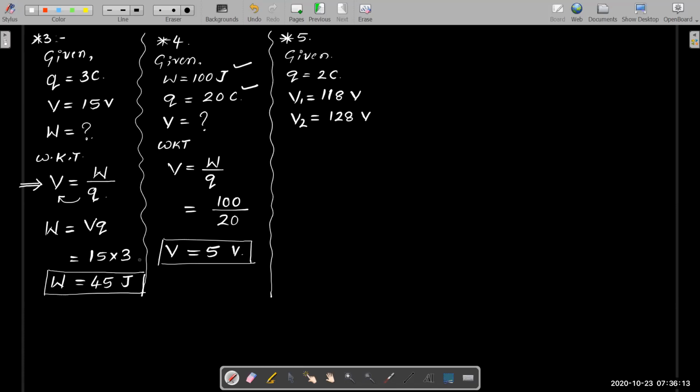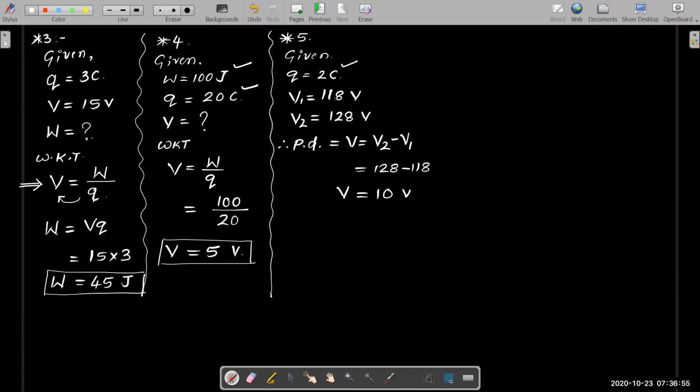So dear students, here they ask you how much work is done in moving 2 coulomb of charge from one point to another point, or between the 2 points. The potential at one point is 118 volt and the potential at another point is 128 volt. Therefore, what is the potential difference here? The difference in potential between the two terminals is V2 minus V1. Therefore, it is 128 minus 118, which is 10 volt.